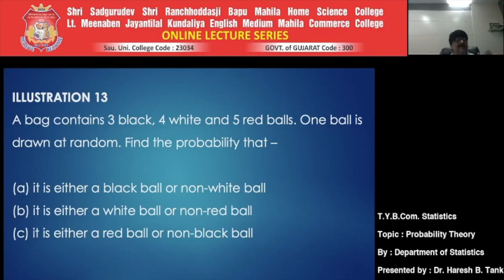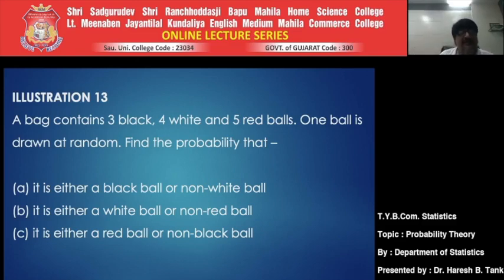A bag contains 3 black, 4 white and 5 red balls. How many total number of balls are there? 3 plus 4 plus 5. 5 plus 4 is 9. 9 plus 3, 12. In the bag there are 12 balls. Fine enough? Put it in your mind. One ball is drawn at random. Exhaustive cases, total number of cases available: total number of balls is 12. One ball is selected, so you have 12 different opportunities. Your denominator will always be 12. Fine enough? Keep all this information in your mind.